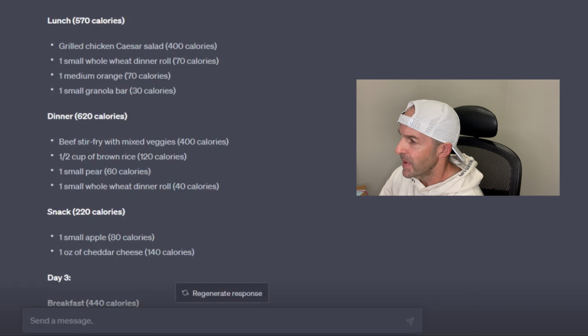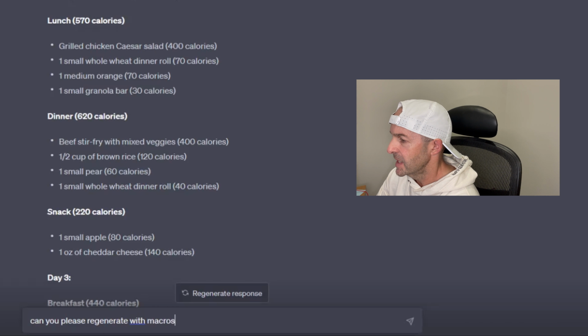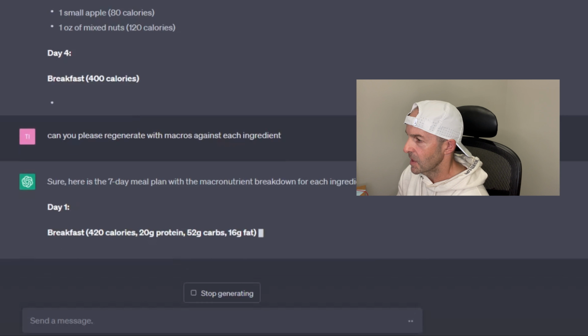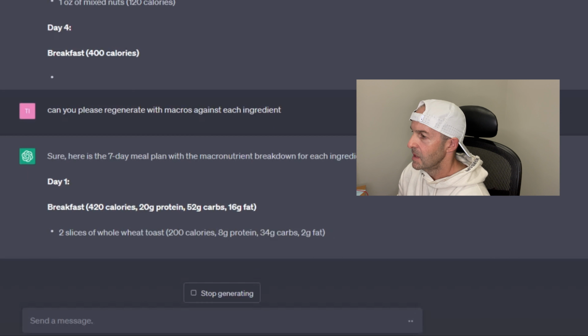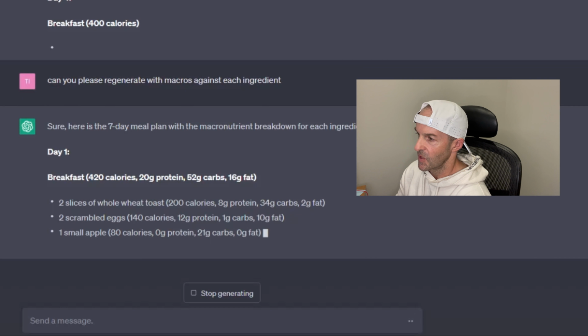I could make it a little bit more obvious whether there are errors in there. So can you please regenerate with macros against each ingredient? Boom, let's have a look. Okay, so day 1, here we go. And now we can see it's even got the totals there at the start.